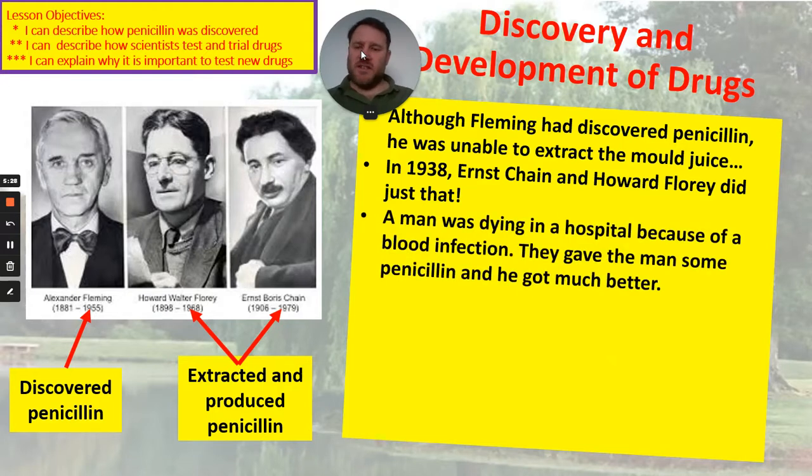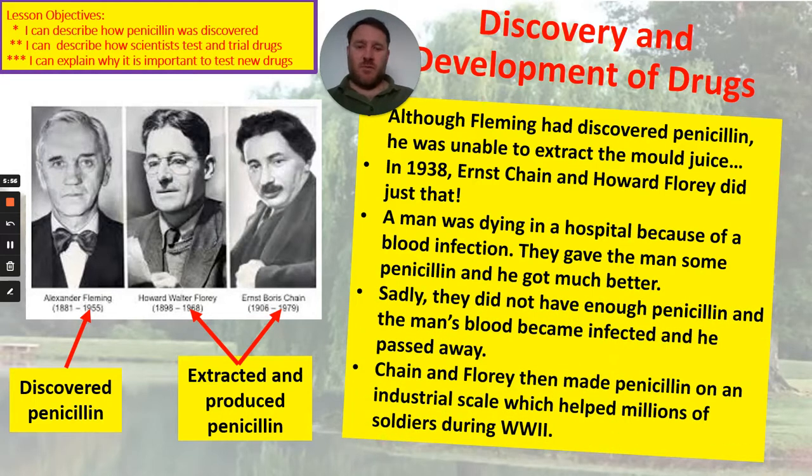And what they decided to do was to see how effective it was. How effective was this penicillin? They knew it killed bacteria on the petri dish, but they wanted to test it on a live human being. So they found a man in a hospital who was dying because he had a blood infection, and they gave him the penicillin, and he got much better. But they didn't have enough penicillin, so of course the blood became infected again, and eventually the man passed away.